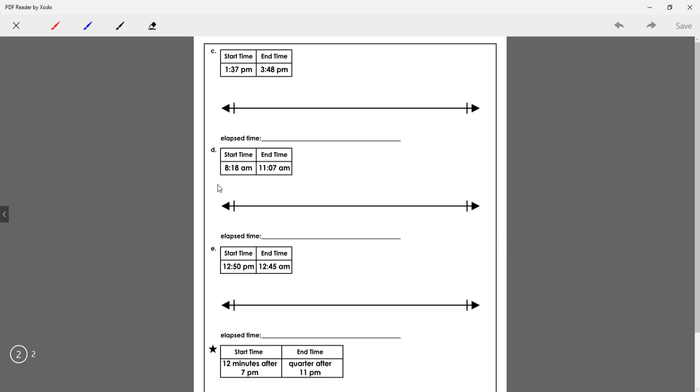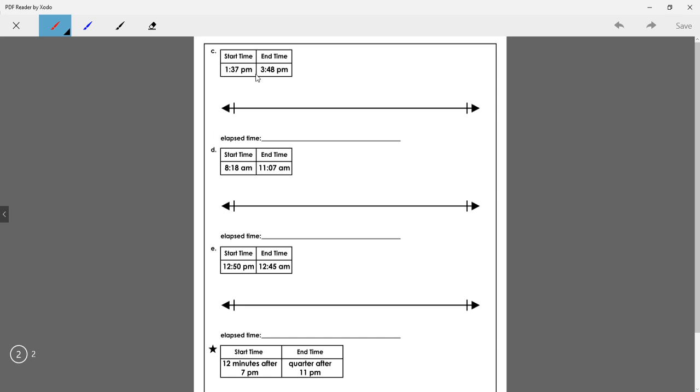Today we are going to go over a few more examples of an open number line and doing elapsed time on an open number line. So why don't we start here?